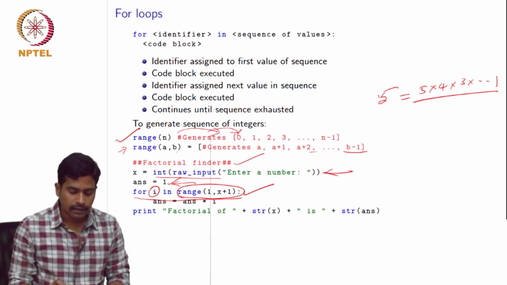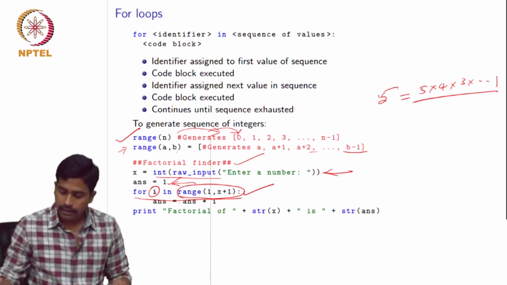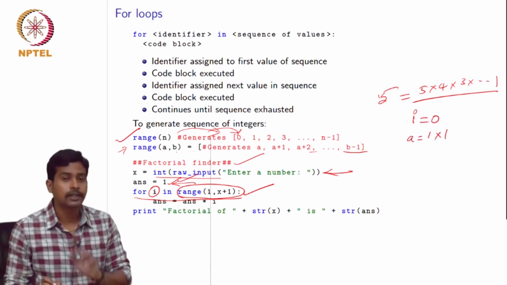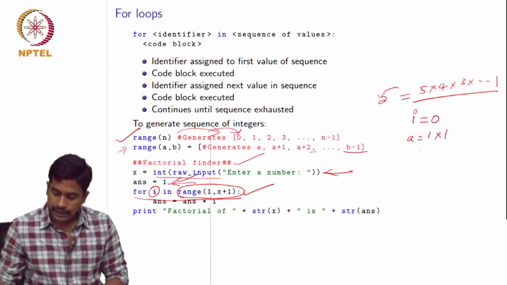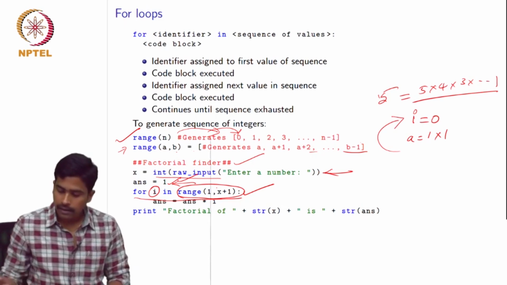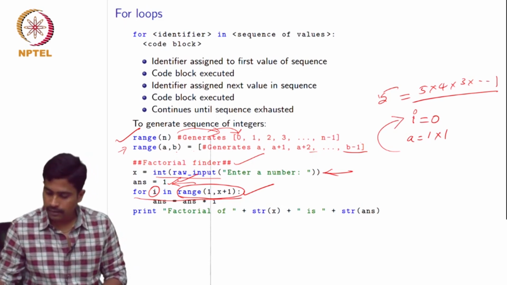So initially when the for loop is started, the i value is equal to 0 and answer equals 1, multiplied by 1 because the value of answer is already 1. And in the next iteration, so again here, okay, sorry.